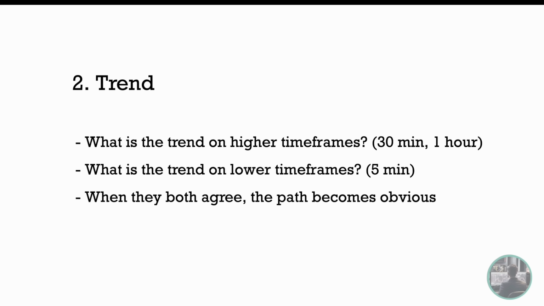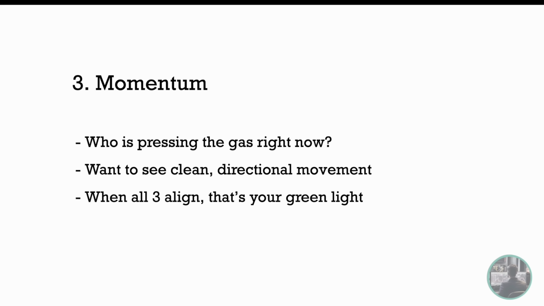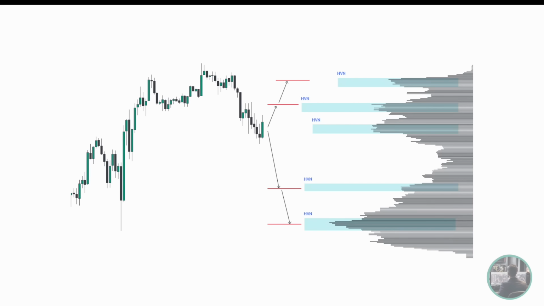And finally, check momentum. This is where you confirm who's pressing the advantage right now. We just want to see clean directional movement. When all three align, that's your green light. You're simply following the path of least resistance, the exact route the market has to take to find its next pocket of liquidity. So let's see what that actually looks like on the chart.